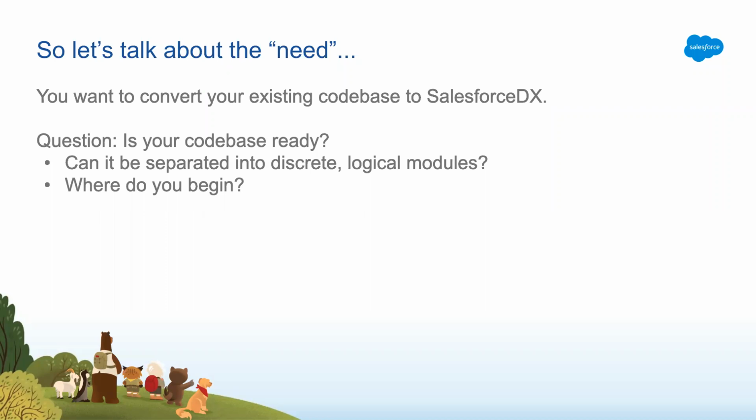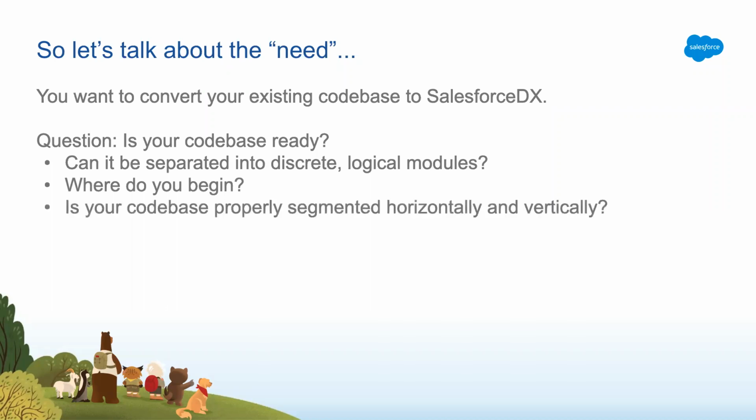This is the biggest question I hear in DX conversion and DX adoption everywhere. How do I begin? What's the first piece that I pull? And is your code base properly segmented, both horizontally in layers and vertically as far as business units? Another way you've heard me talk about this is the age-old principle of separation of concerns. Is the architecture that you have properly set up so that you can easily move things around? Is it discrete modules?